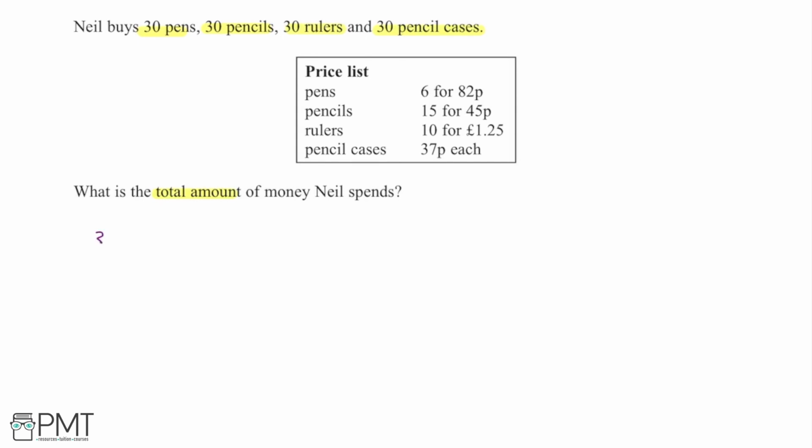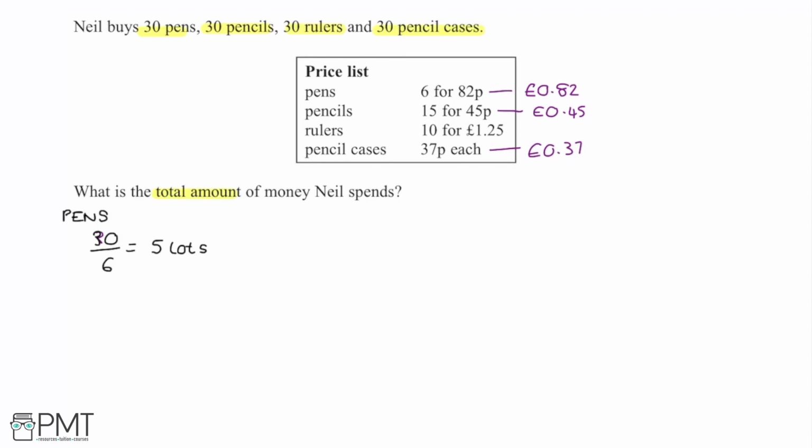So if I take 30 and then divide that by 6, that's going to give me 5 lots of pens. So I'm going to need to buy 5 lots of these pens in order to have enough pens. Now, 6 pens cost 82 pence, but it wants our answer in the form of pounds, so it's probably a good idea to just convert this here. So 82 pence is going to be 0.82 pounds. I'll just do the rest while I'm here, so 45 pence. Rulers are already in pounds, and then pencil cases, they can be converted as well.